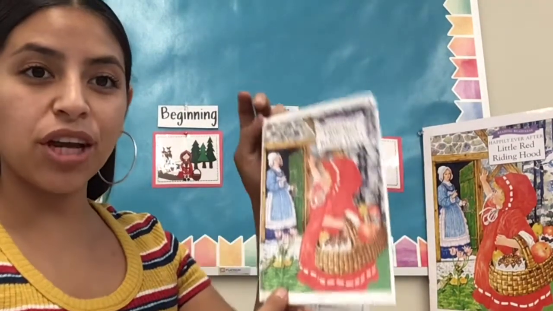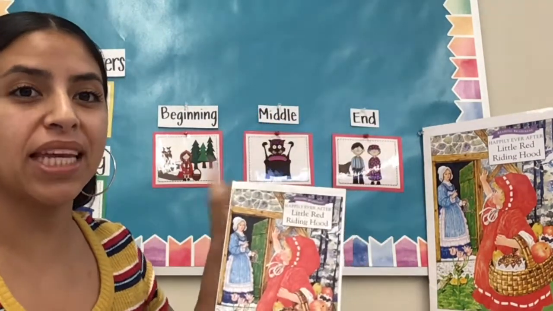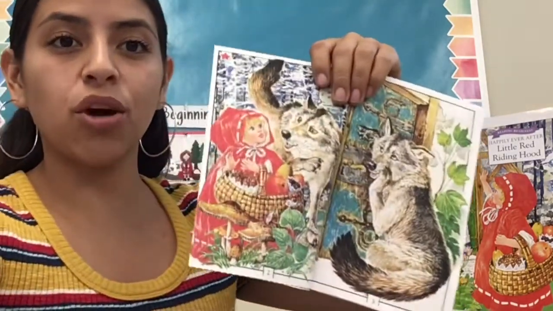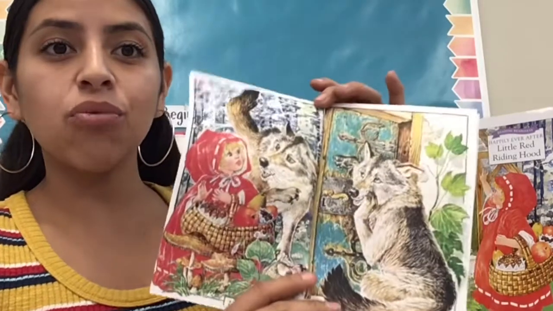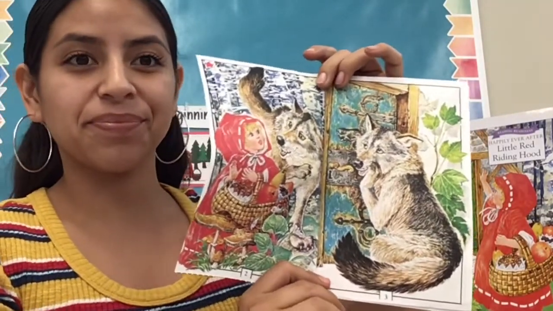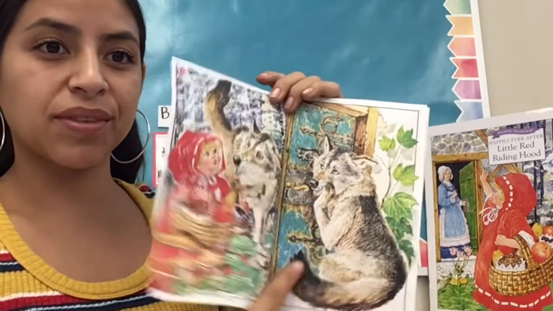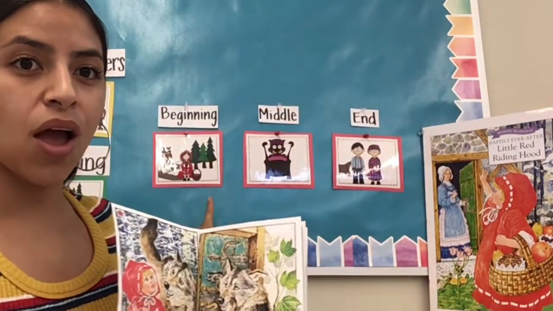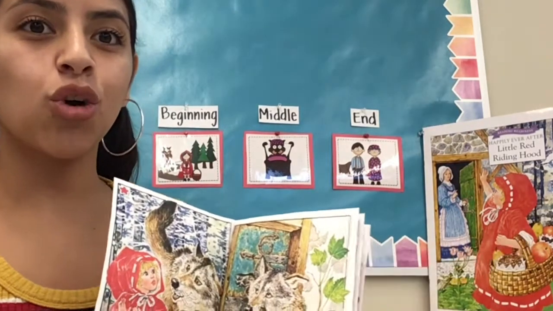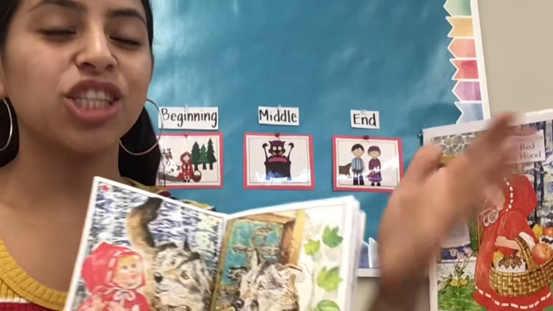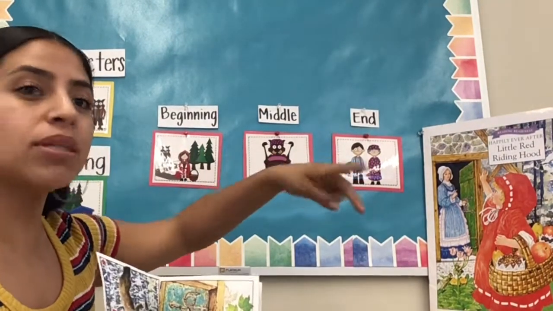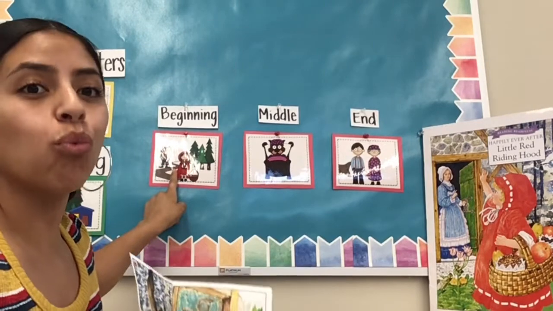All right, TK, go ahead and grab your book so we can go over beginning, middle, and end. In the beginning of the book, we know that Little Red went to go take Grandma a basket, right? Skipped happily along the path until she met the wolf. So what happened in the beginning? Who did she meet? She met the wolf. So that's what happened in the beginning. She was walking along to Grandma's house and she met the wolf.